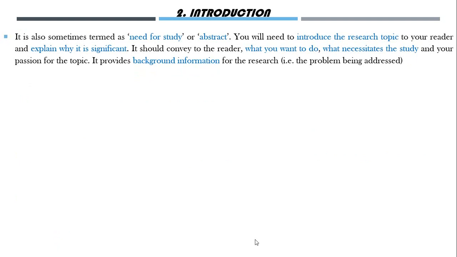So this part is also sometimes called the need for study or abstract. When you want to conduct research, or when you are preparing a research proposal, you need to introduce your research topic to the reader, to the one who will be going through your research, and explain why it is significant. It should convey to the reader what you want to do, what necessitates the study, and your passion for the topic. It should provide the background information or define the problem.